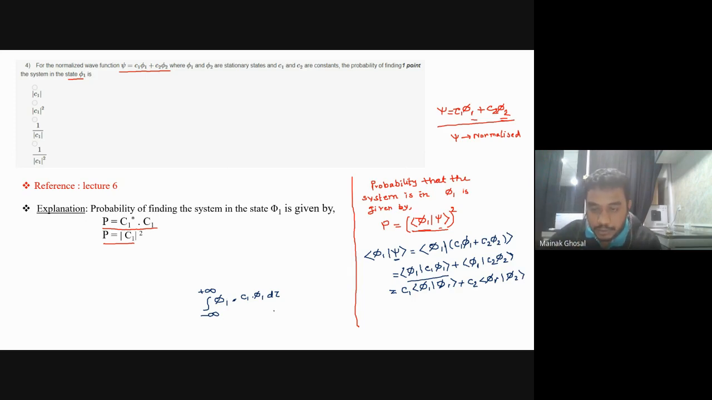Now you know this phi 1 is normalized. This will be like a Kronecker delta. Do you know about Kronecker delta? Kronecker delta is like your two wave functions.